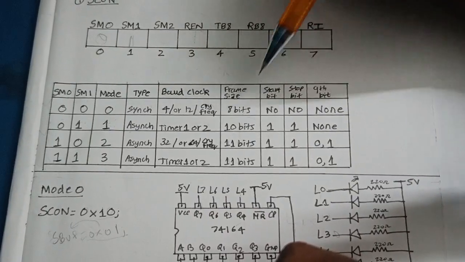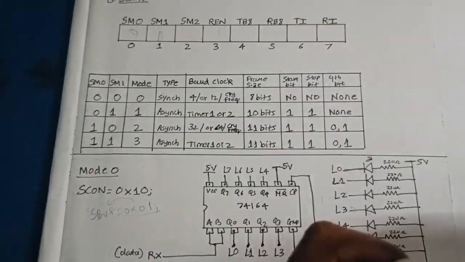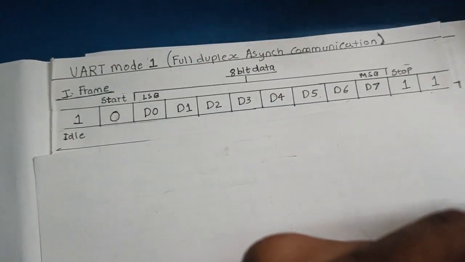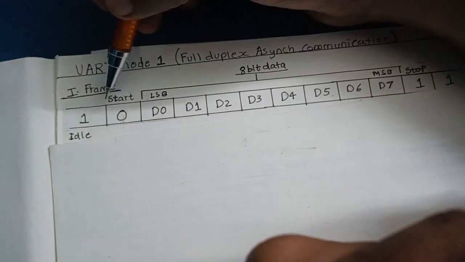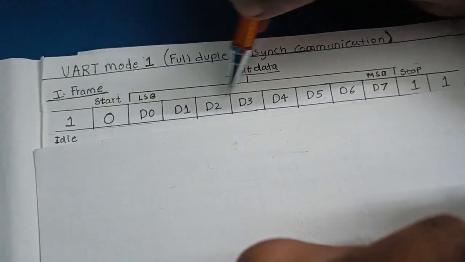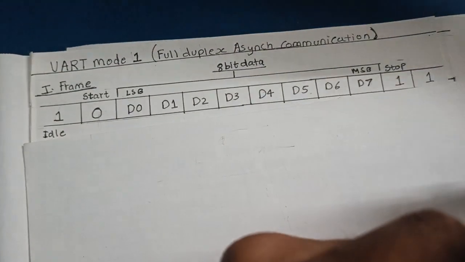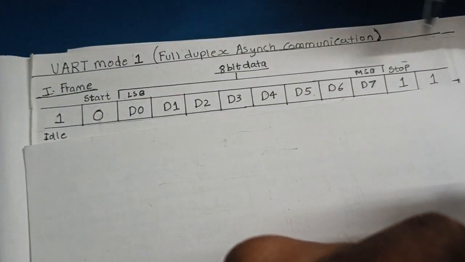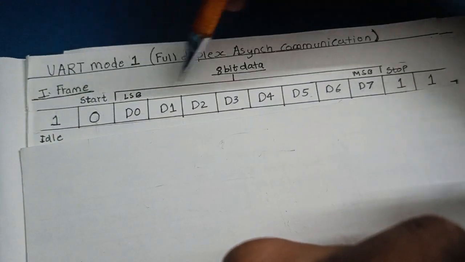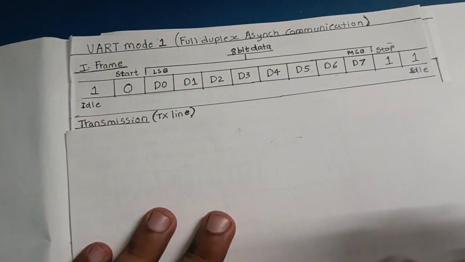The frame size is 10 bits because there is a start bit and a stop bit along with the 8 data bits. So this is a 10-bit frame in UART mode 1. Initially it's high, then the start bit is sent, then the 8 data bits, then the stop bit is sent. So whether we are receiving or transmitting, the structure remains the same: start bit, then 8 data bits, then a stop bit. So let's see how the transmission takes place.